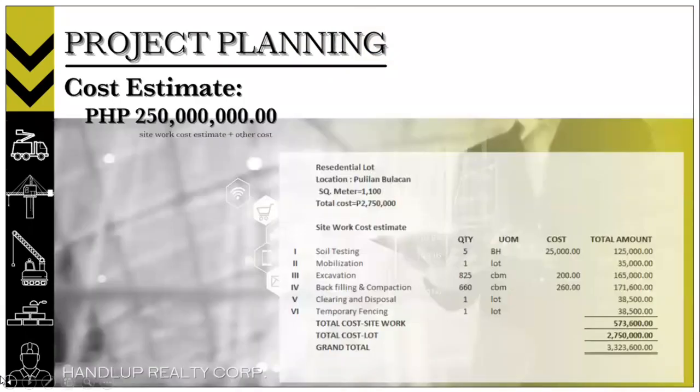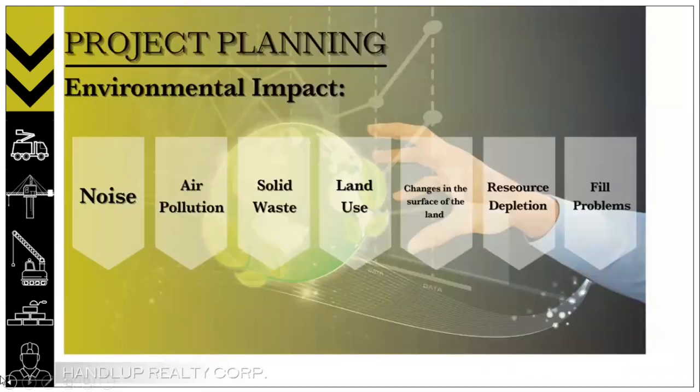Next will be the estimated cost of this project. It will have an estimate of 250 million pesos, and this estimate includes the site work cost estimate, which is presented in the picture, and other costs such as the construction cost, documents, and more. Another factor that may influence the site selection is the environmental impact. Construction of a residential building like this has some built-in impacts that are either positive or negative.